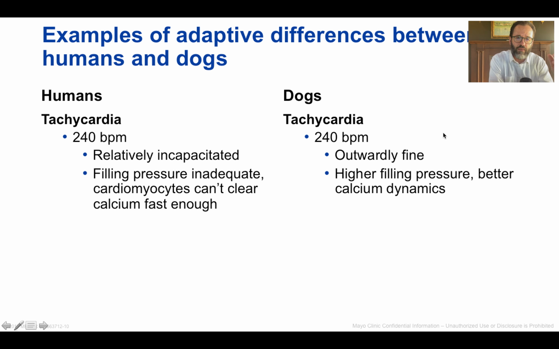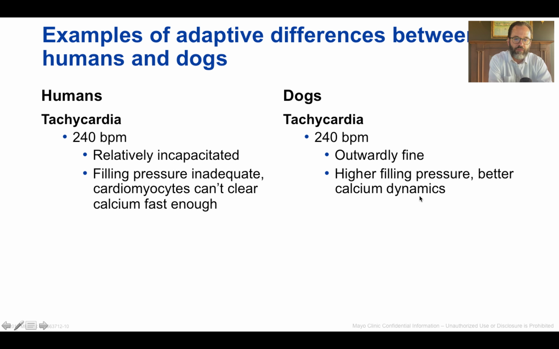When we did studies like these at the University of Wisconsin, you'd start the pacemaker and the dog would just look at you like, what's going to happen now, right? Really nothing going on there. And so the advantages that they have are that they have much higher filling pressures than we depicted previously, and far superior calcium dynamics. They can clear calcium at a much more rapid rate than humans can, and again be very outwardly fine at a heart rate of 240 beats per minute, oftentimes for weeks at a time.